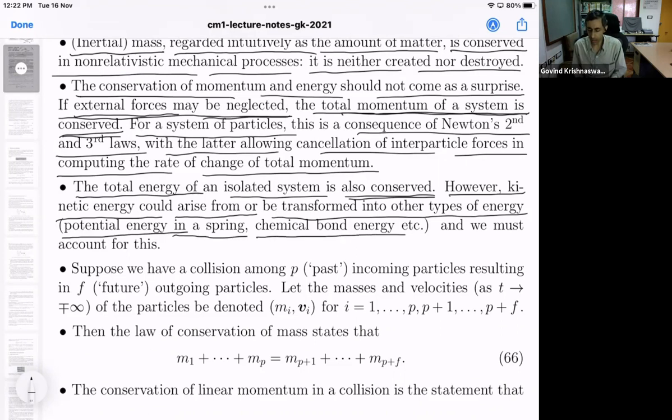Similarly, kinetic energy may get converted into chemical bond energy. In fact, the example of a spring is in some sense also to do with that, because at a microscopic level the spring contains molecules, and you are storing some energy in those molecular bonds. So kinetic energy may be transformed into chemical bond energy, or even the opposite could happen. Kinetic energy could even be converted into heat, which stays within the system. So you will have to account for that.